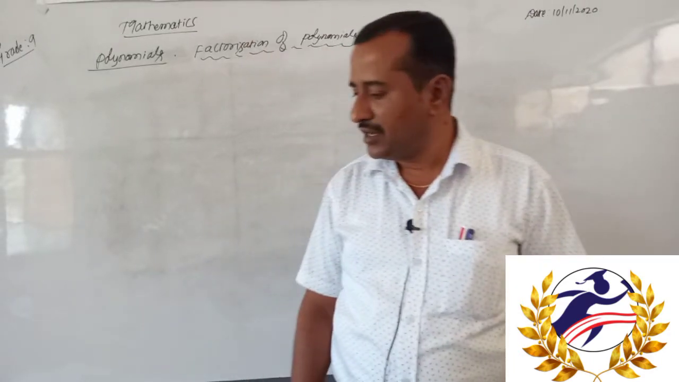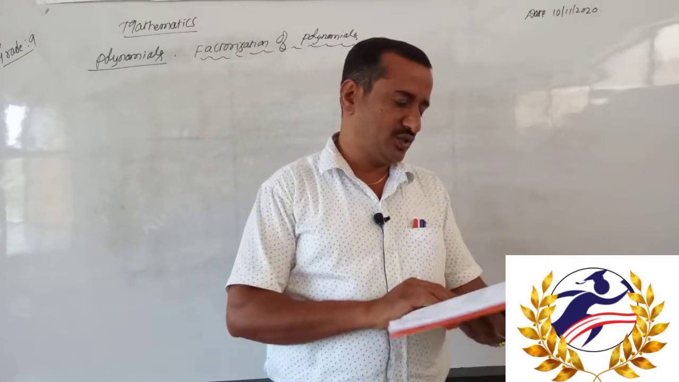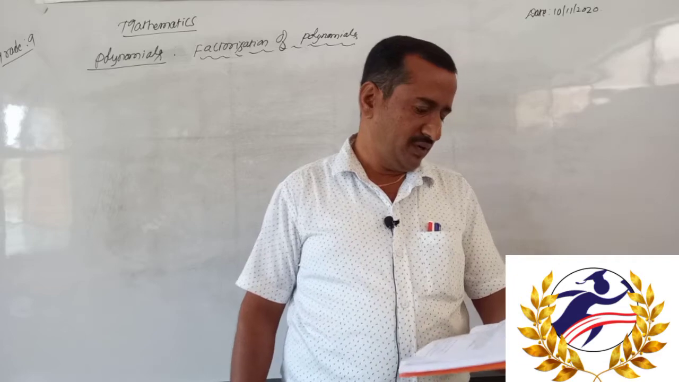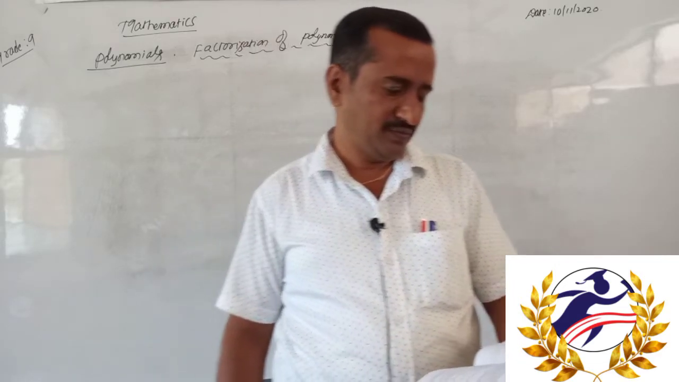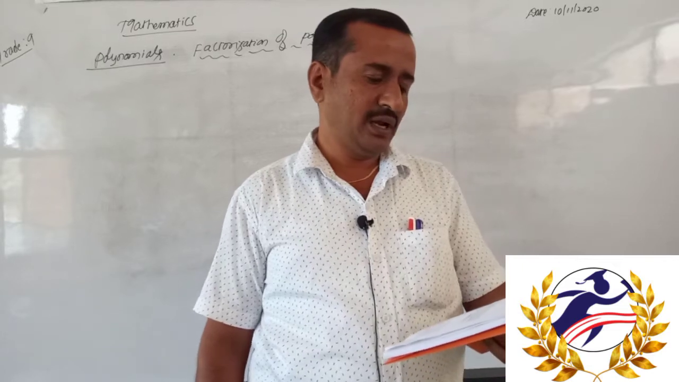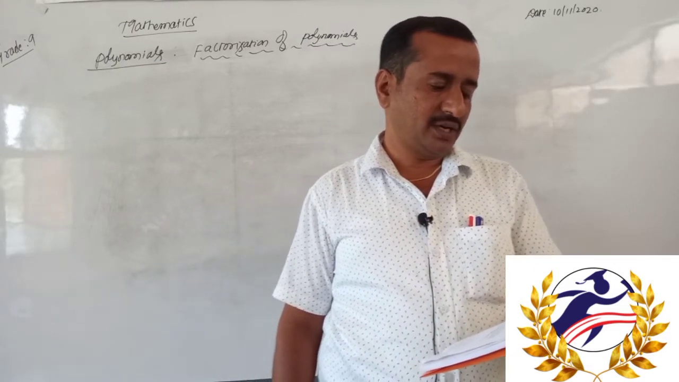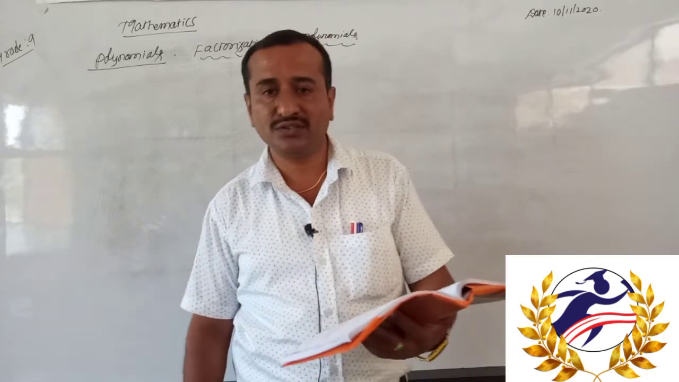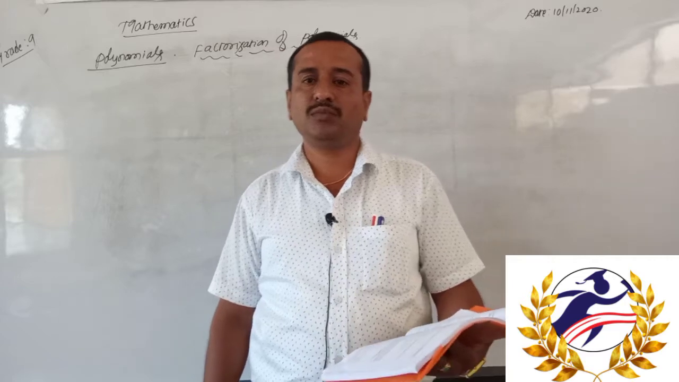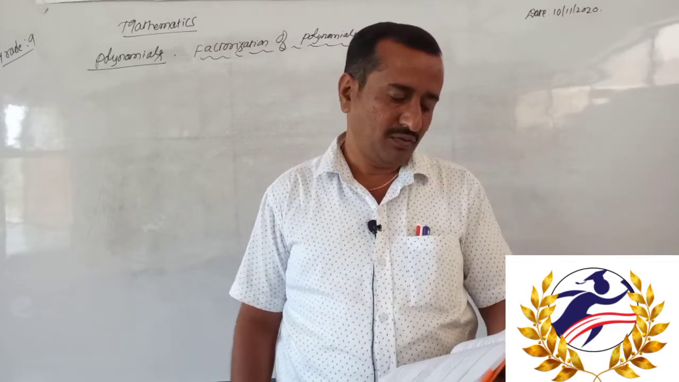That is factorization of polynomials. Here, on page number 71, you have the factor theorem. So if p of x is a polynomial of degree n greater than or equal to 1 and a is any real number, then x minus a is a factor of p of x if p of a is equal to 0.